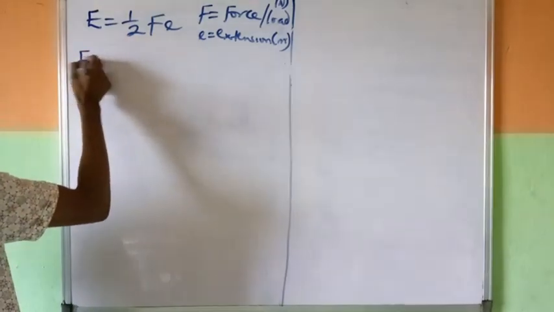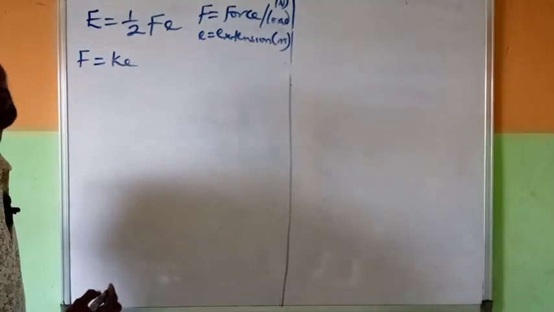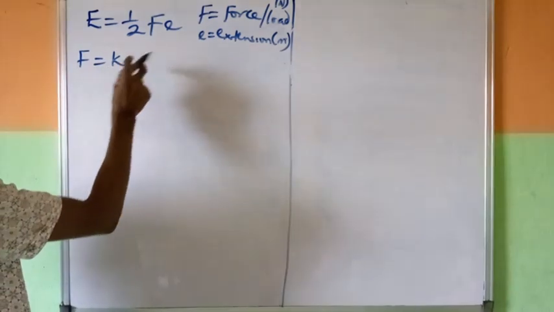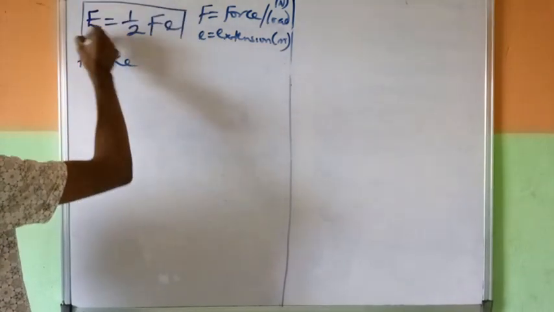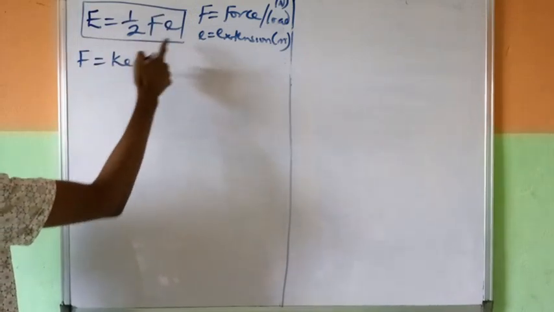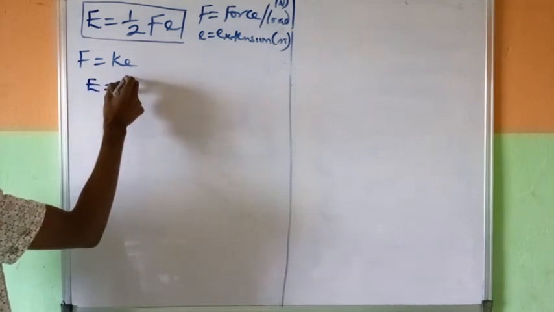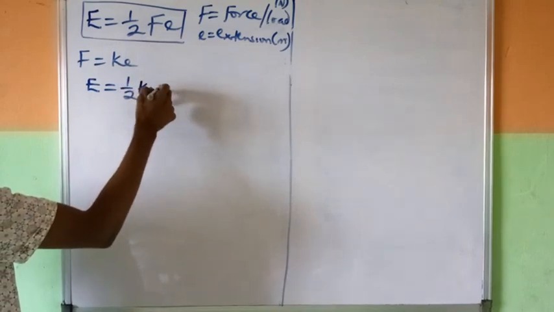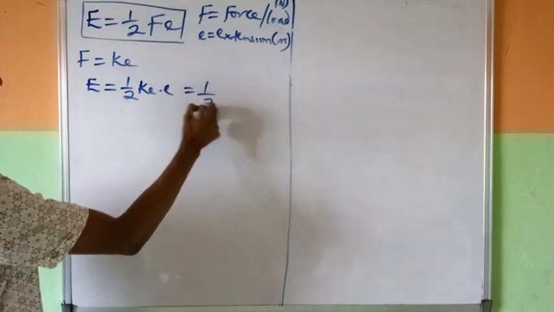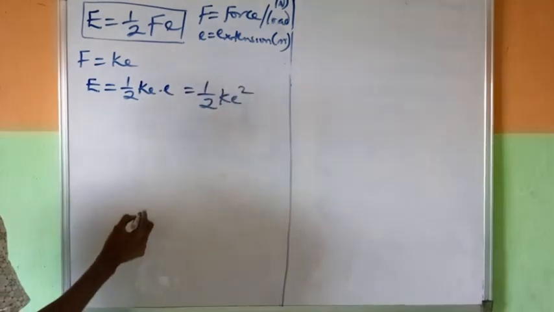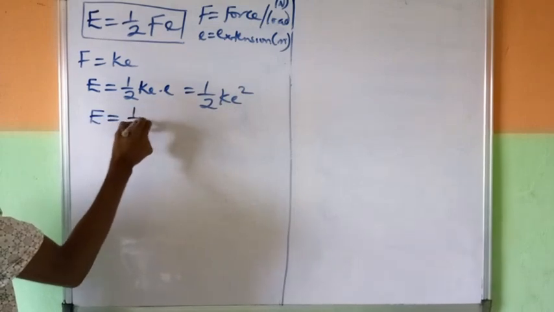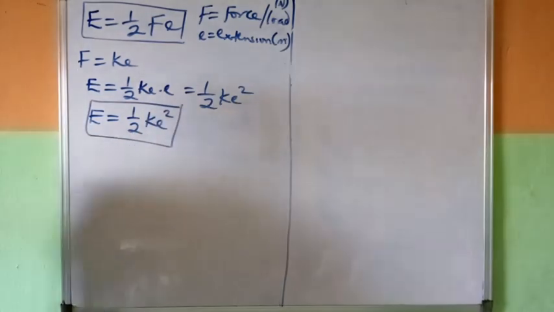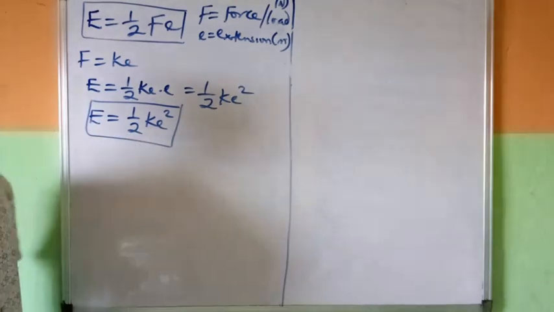Now, if you recall, F is Ke, that is Hooke's law, which says that force is directly proportional to the extension. So I can also rewrite this first equation like this. Since my F is Ke, I can write my energy stored as half, replacing F with Ke, so I have half Ke times e, and that is half Ke squared. So my energy stored can also be calculated using half Ke squared, where K is the force constant or the spring constant and e is the extension.